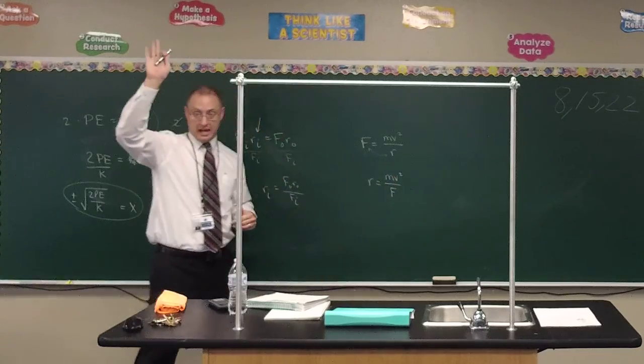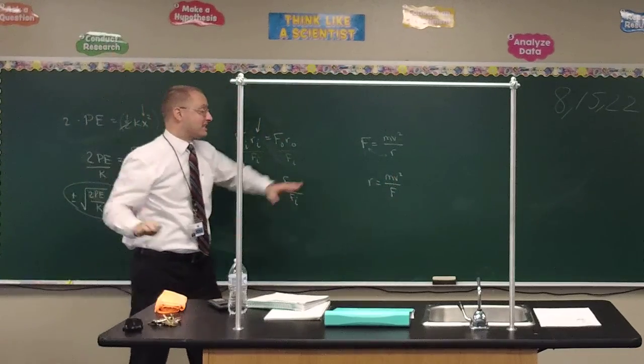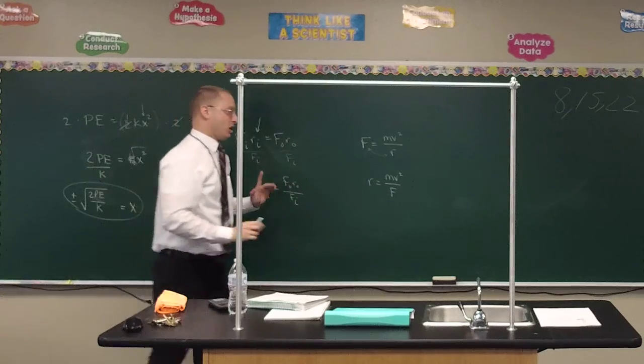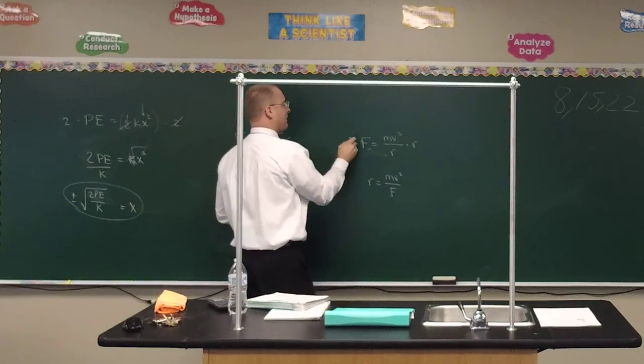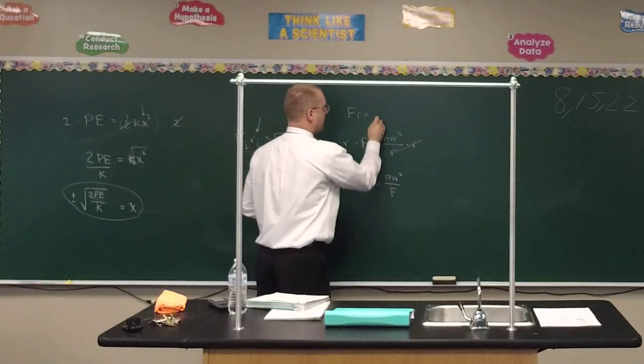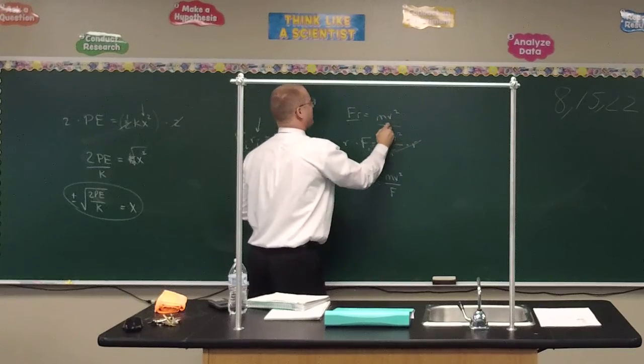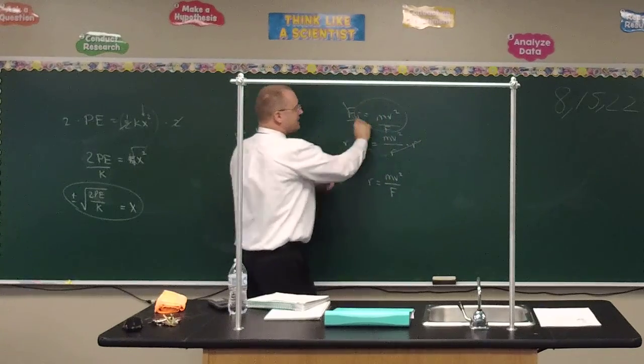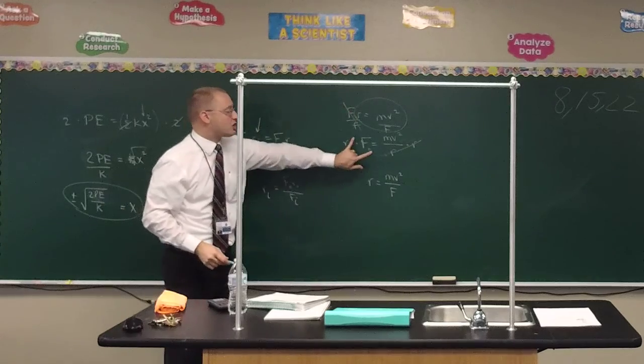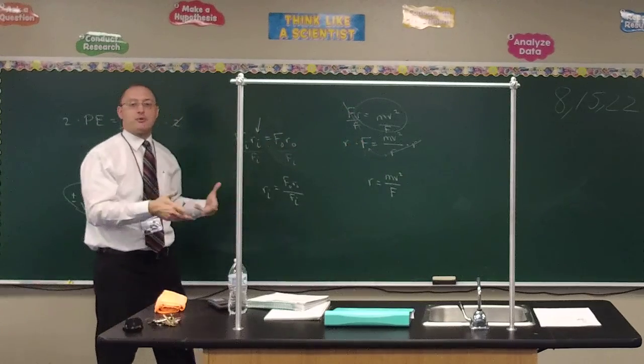Did anyone have that last night? Okay, no one did. Does it make sense now? Now again, the old-fashioned way is to multiply both sides by r to get fr equals mv squared, and then divide away the f from both sides. And you still get the same answer, but the alternation is quicker. It eliminates the need for two steps.